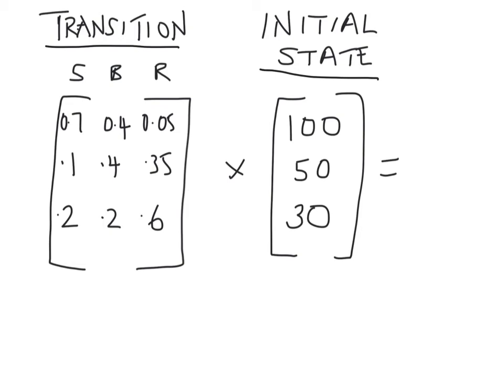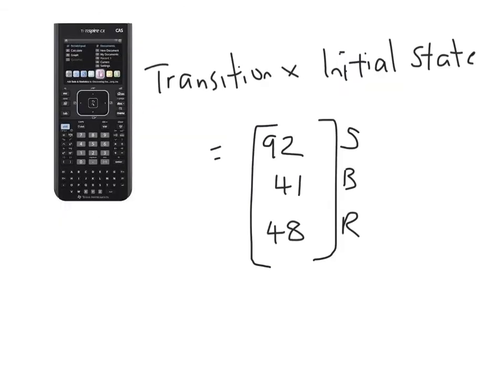Stand by. So, once you grab your CAS and whack in the transition matrix and multiply it by the initial state matrix, you get this one. And that shows where the penguins will be nesting in year 1, assuming that where they started was year 0. So you've done it. Congratulations. Well done.